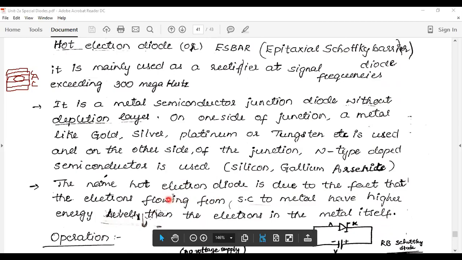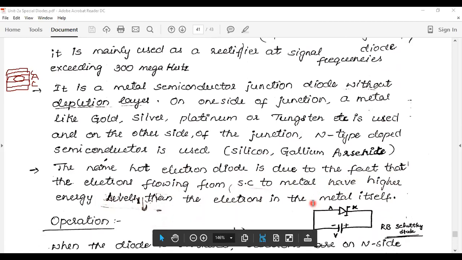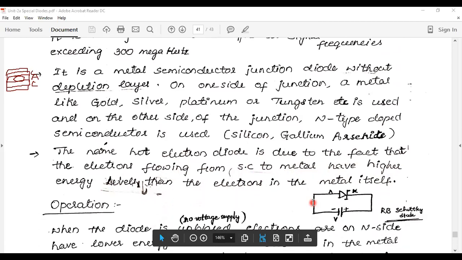The name hot electron diode is due to the fact that electrons flowing from semiconductor to metal have higher energy levels than the electrons in the metal itself. The electrons in the metal alone would be somewhat lower. The electrons present in n-type semiconductor are combined with the electrons present in the metal, therefore it possesses a high amount of energy levels present in that semiconductor material.